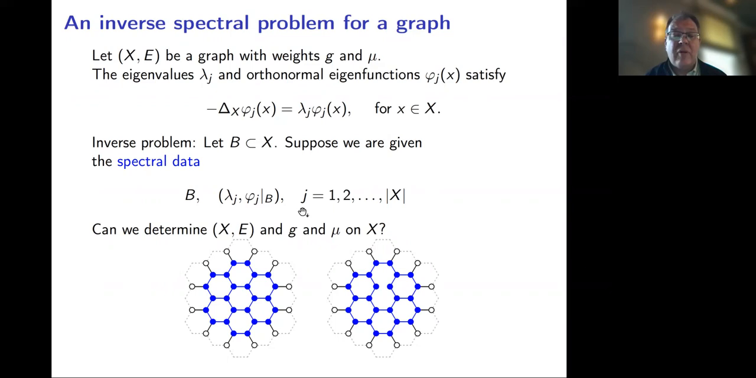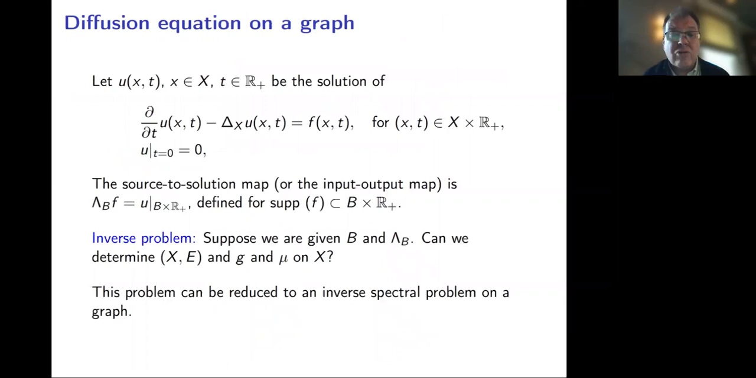Like I said, this Laplacian is now a finite matrix. If the size of X, the number of elements in X, is N, then we have N eigenvalues. And we ask: from this data, can we reconstruct these blue nodes and their connections? For instance, we could have a graphene-like hexagonal lattice. We remove one connection here and ask, could we see this from boundary data? Can we see that the graph has somehow been damaged, that some connection has been broken? This is a typical question that we are interested in in this problem. So this has a very close connection to the heat equation.